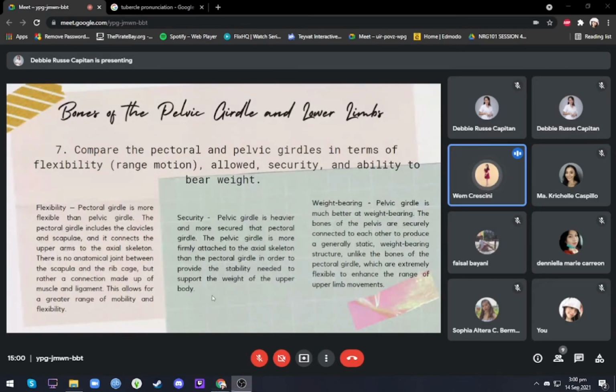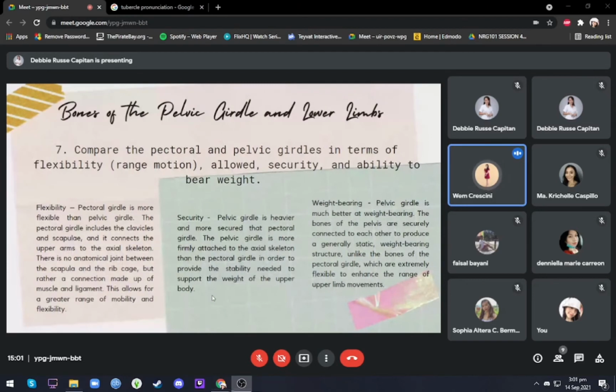Next, security. The pelvic girdle is heavier and more secure than the pectoral girdle. The pelvic girdle is more firmly attached to the axial skeleton than the pectoral girdle in order to provide the stability needed to support the weight of the upper body.